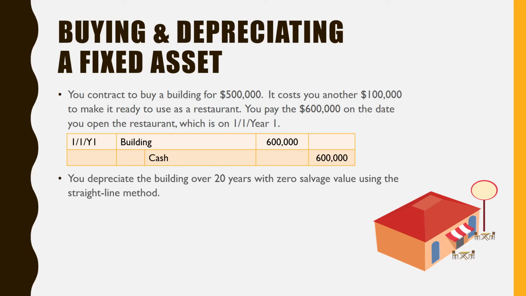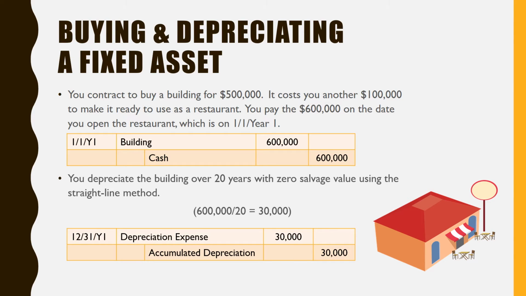We're then going to depreciate it. This is just like what you did when we did adjusting journal entries. Depreciation expense, accumulated depreciation for $30,000.